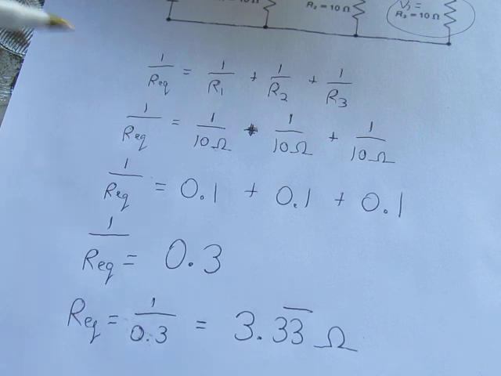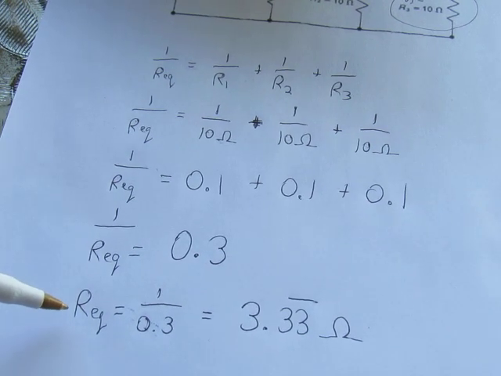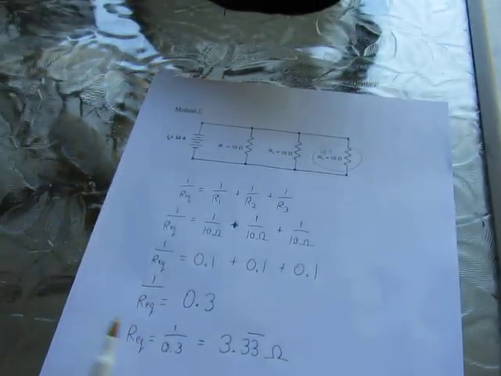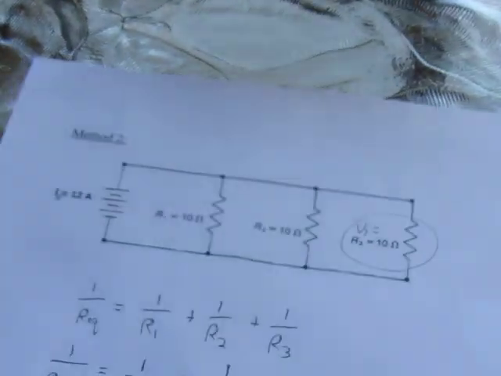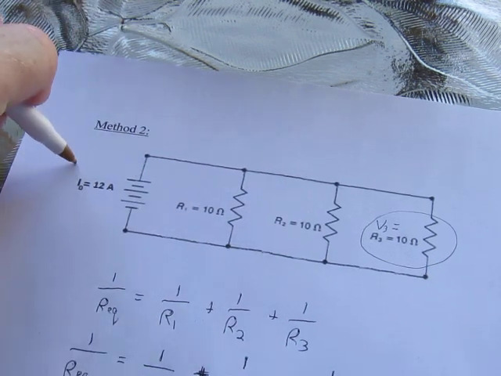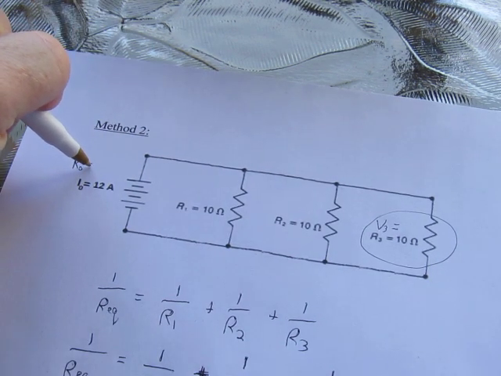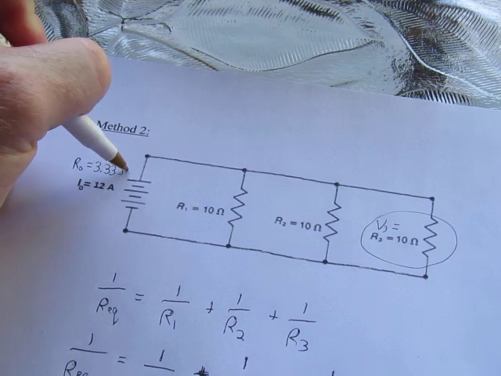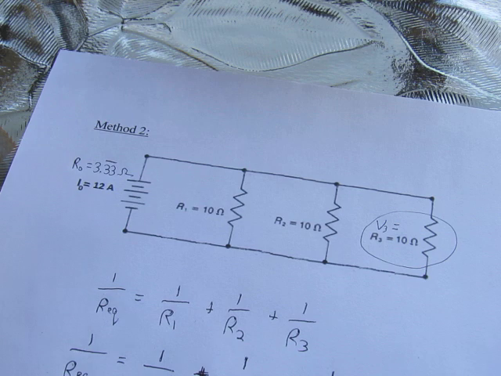Okay, so what does that give you? Well, that gives you the overall resistance of the circuit. And if I go back to the diagram and show you what you can do with this, that means that you have now solved for this right here. The overall resistance at the battery is 3.33 ohms, and it just keeps on repeating.